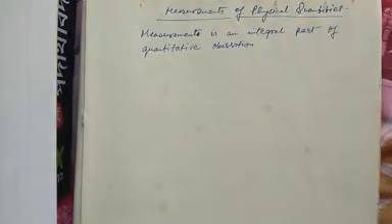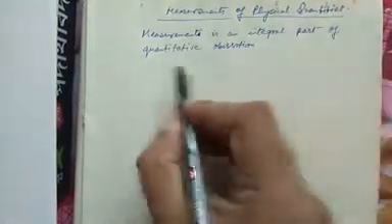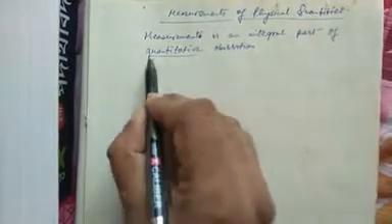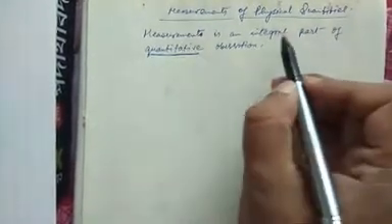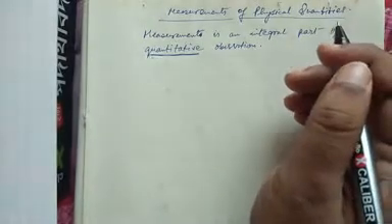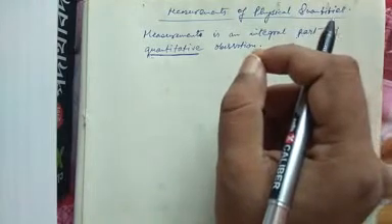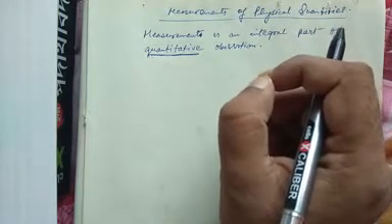Now we start with the measurement of physical quantities. Measurement is an integral part of quantitative and not qualitative. It is a quantitative observation. And what is a physical quantity? Characteristics of matter or energy that can be expressed as measurable quantities are called physical quantities.